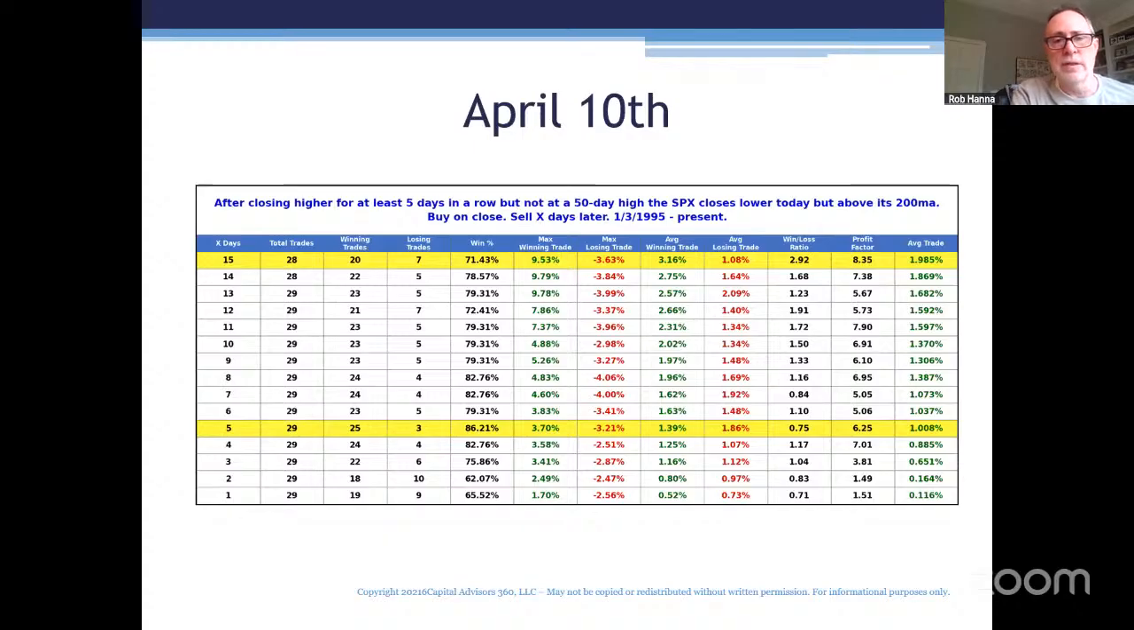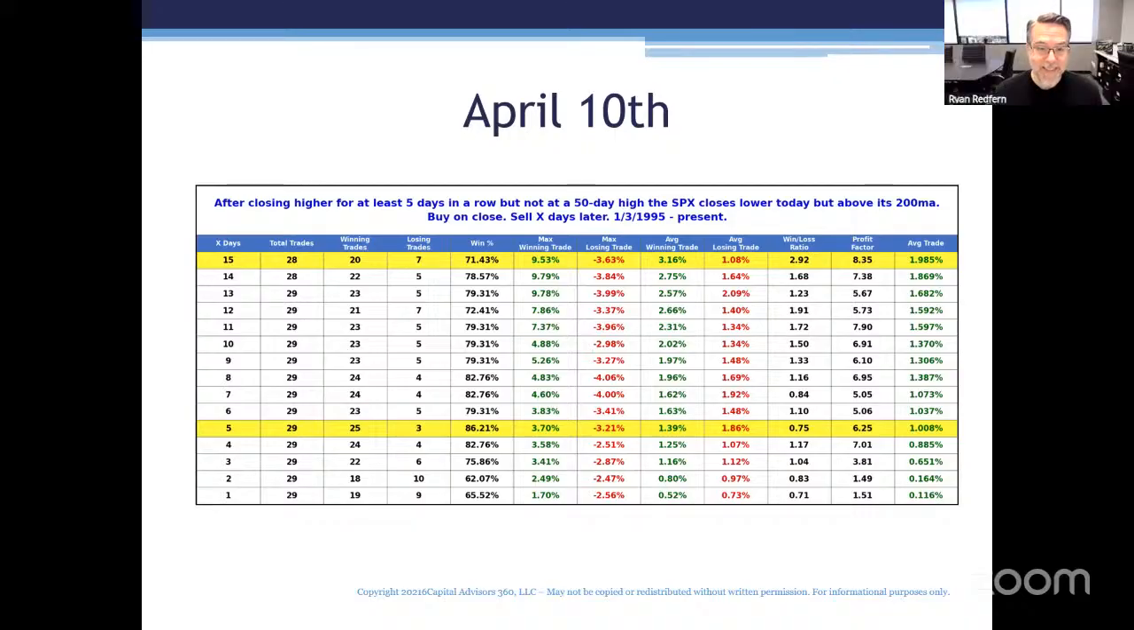April 10th, we had another one. Finally, this was the first day that the S&P closed lower. The NASDAQ still hasn't, by the way. But we had one down day, and this said, all right, it's up at least 5 days in a row. It hasn't yet hit a 50-day high, but it's down today, and it's above the 200. So again, you look out 14, 15 days, and you get really good numbers.